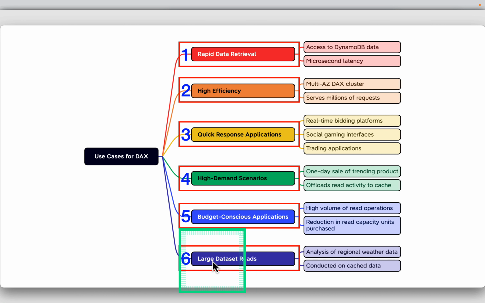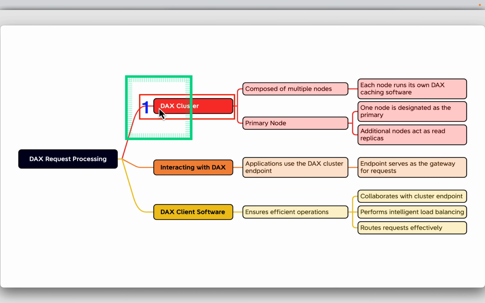Large dataset reads: in situations where there is a need for repeated reads against a vast dataset, DAX proves invaluable. For instance, a comprehensive analysis of regional weather data might consume all the read capacity of a DynamoDB table, affecting other applications accessing the same data. DAX allows such analysis to be conducted on cached data, ensuring other applications remain unaffected.